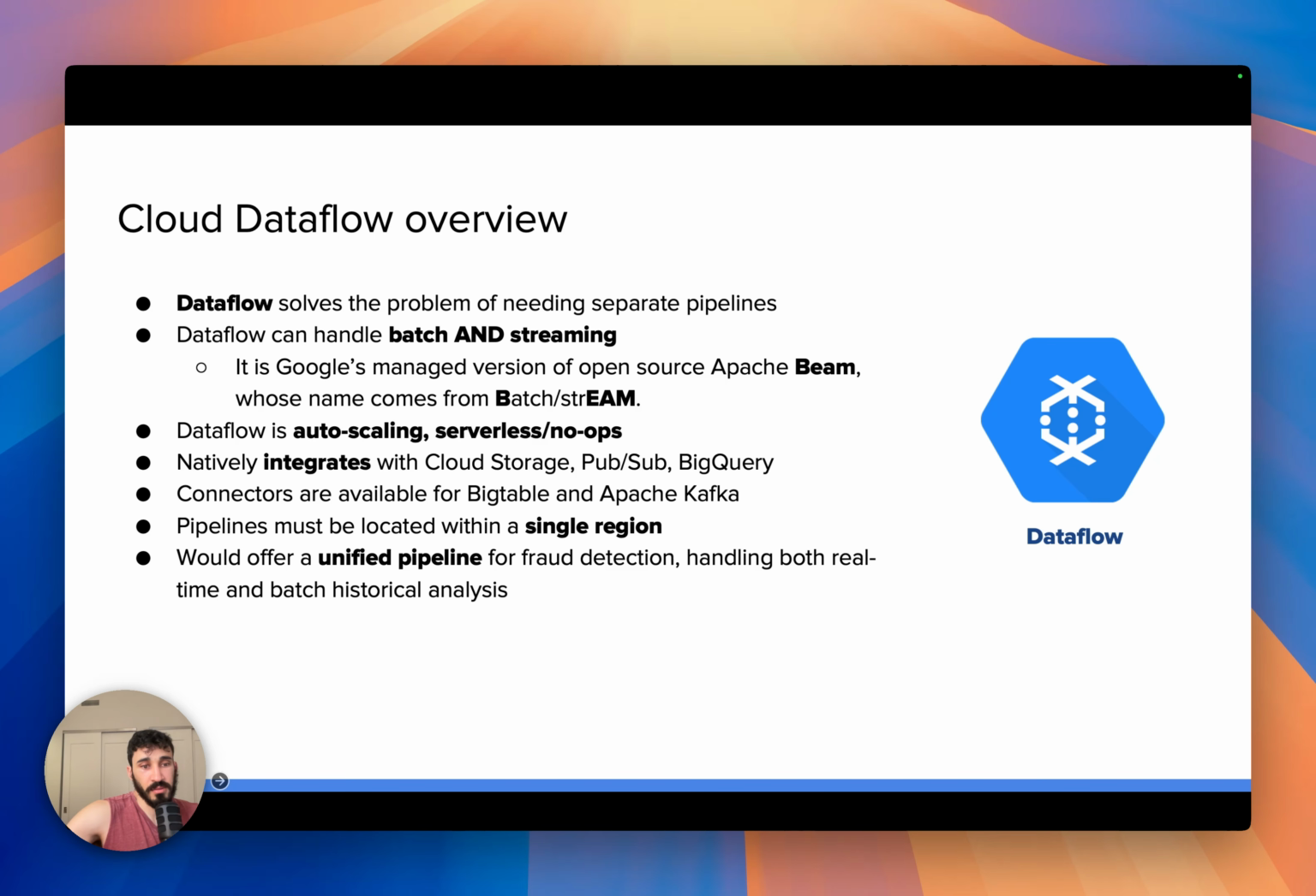And it would offer, for example, a unified pipeline for fraud detection, handling both real-time and batch historical analysis. Fraud detection is an example I mentioned here because with fraud detection, you occasionally want to analyze your historical data in a batch fashion, but you also need to handle the real-time analysis of whether or not the current activity is anomalous, right? So it's kind of a unique use case requiring both batch and streaming analysis, and Dataflow is an example of where that might be a little bit easier.